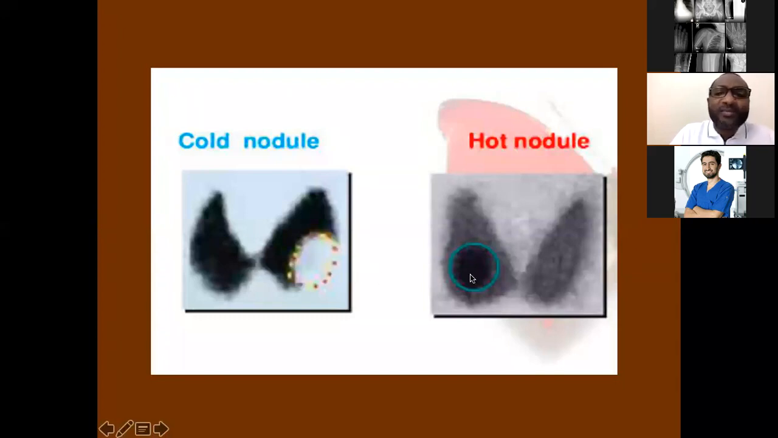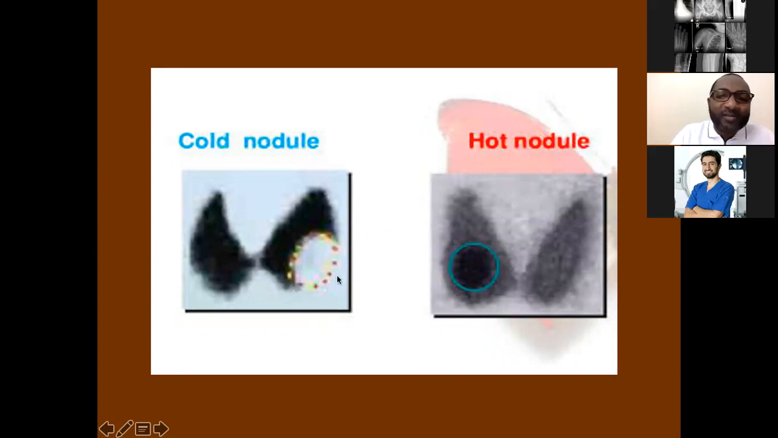And this is very important anytime we are evaluating our patients. Patients with a single toxic nodule usually will have benign pathology. If you do an FNA in this patient, the likelihood of malignancy in a patient with a single toxic nodule is less than 1%. But in a patient with a cold nodule, whenever you see a cold nodule, then you will have a lot of differentials.